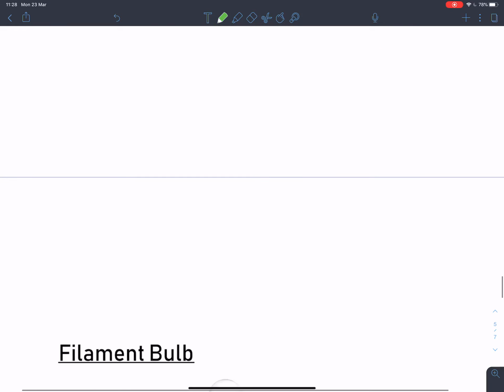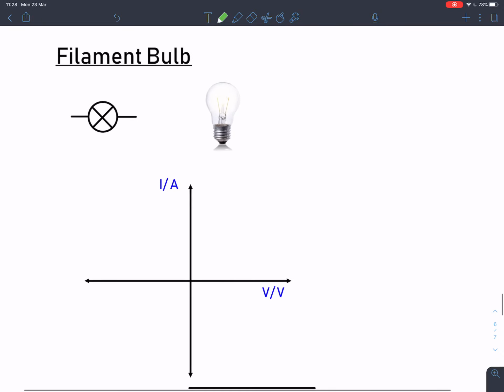Moving on, the next one we're going to talk about is a filament bulb. So, symbol here on the left, I'm sure you've all seen this one before, and a filament bulb is kind of your traditional light bulb, and these are obviously going out of fashion now with more energy efficient means. What this basically is, is a little filament in here, which is a very thin piece of wire, and as current passes through it, it gets very hot, and as it gets hot, it emits light. That's the simple principle of how these things work.